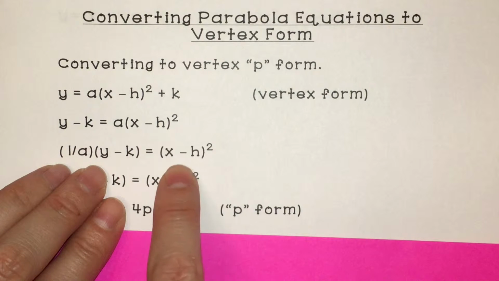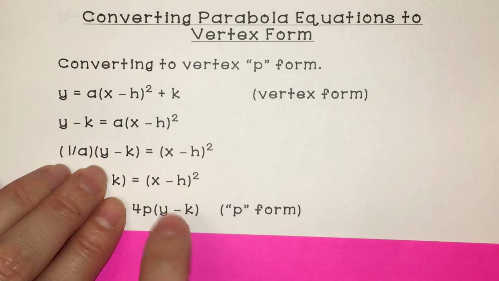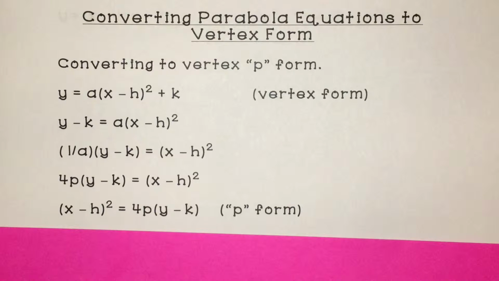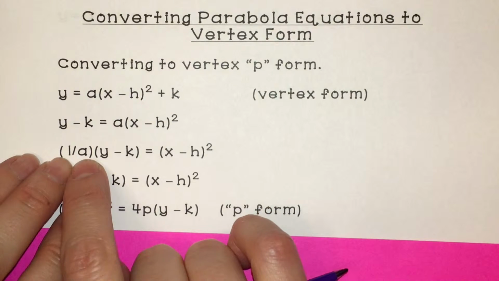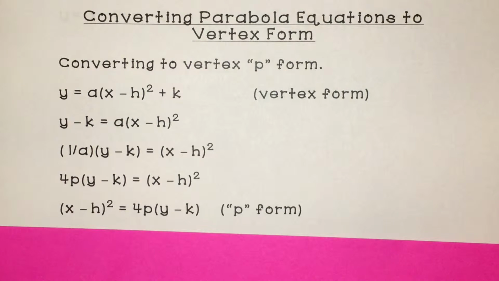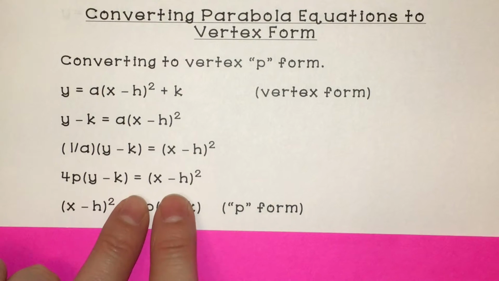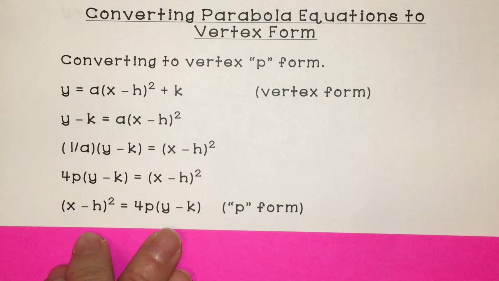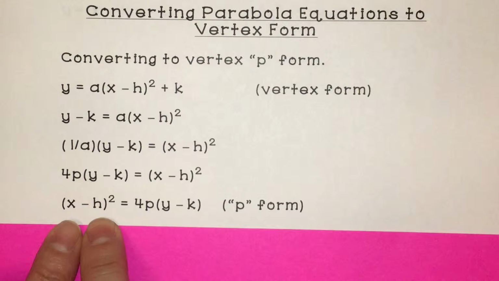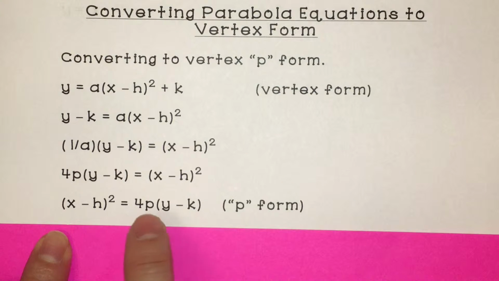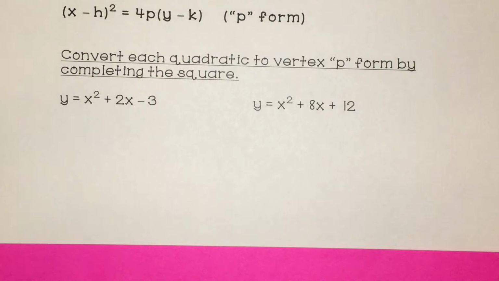Okay, so now we have the x minus h squared all by itself. But in p form, instead of writing your number as 1 over a, it's written as 4 times the p value. And then the last step is you're going to just swap the two sides because you want your x minus h squared in the front, on the left side of the equal sign. So that would equal 4p times y minus k. So again, it looks like a lot of steps, but when we start working, it's actually not as complicated.